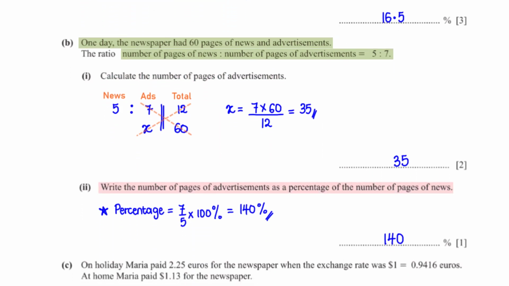Write the number of pages of advertisements as a percentage of the number of pages of news. In setting up the percentage, the number after the "of" is the number of pages of news, which is 5. This number will be our denominator. And so we have the number of pages of advertisements, which is 7, divided by 5, times 100%. When we type this into the calculator, we get 140%.